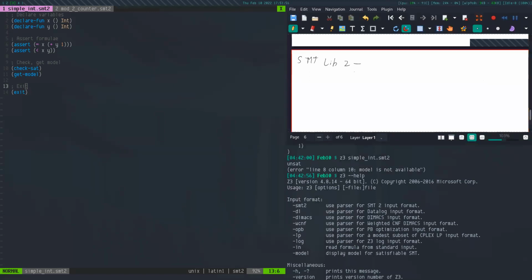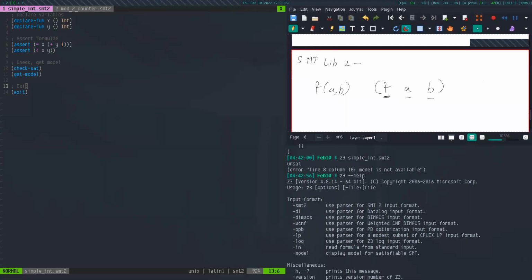SMT-lib2 is basically a syntax for specifying SAT queries, so SAT formulas. The syntax is kind of like Lisp, where instead of saying f of a comma b as you would in other programming languages, you say f a b, right? So everything is enclosed inside a bracket. The first thing represents the function that you're going to use, and then the next space separated items in your bracket are each one of the arguments to the function.